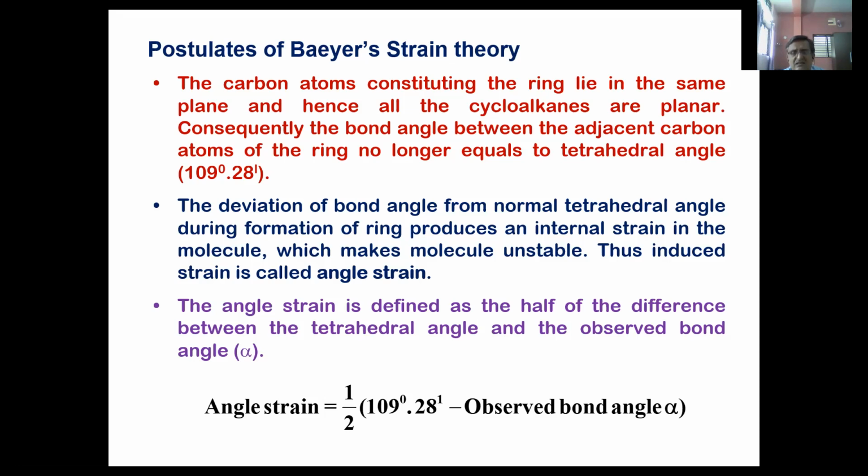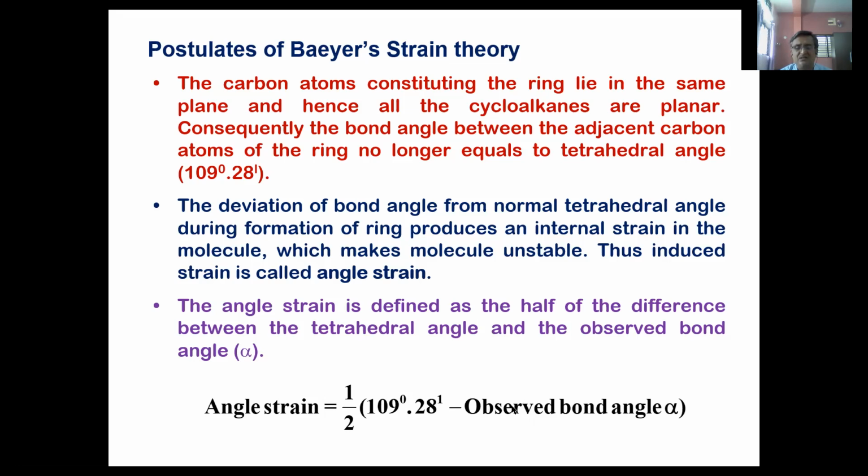Okay, that strain in the molecule makes the molecule unstable. Okay, thus the induced strain is called angle strain. The induced strain is called angle strain. The angle strain may be defined, how to calculate this? It is nothing but half of the difference between the normal tetrahedral angle and the observed bond angle. This is the simple normal tetrahedral angle.